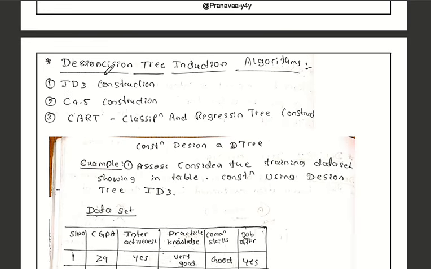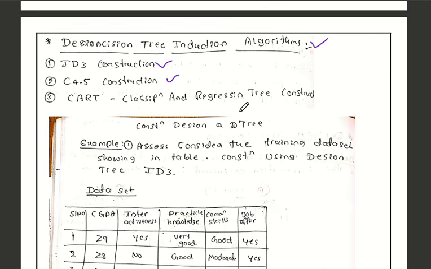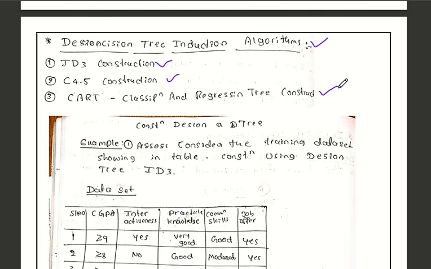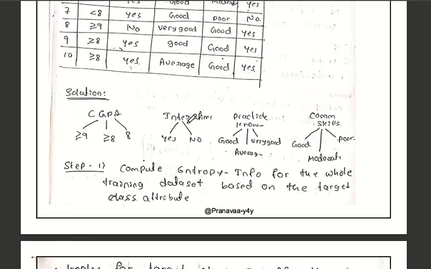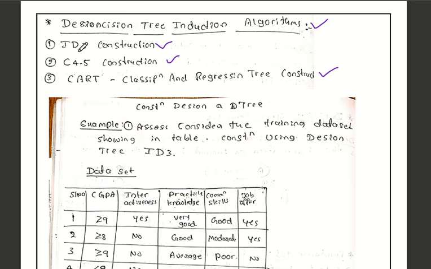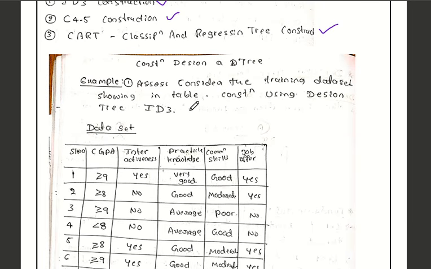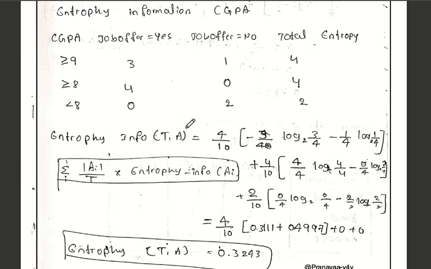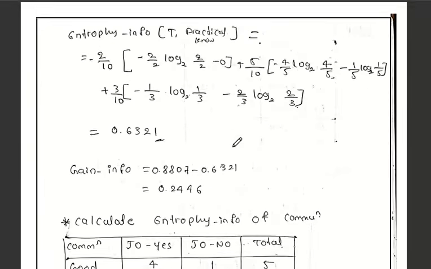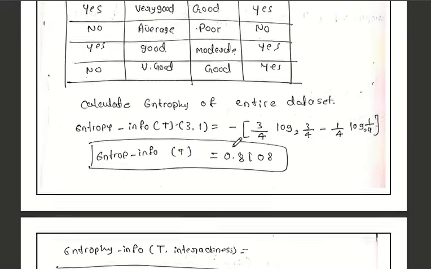Then moving on, lastly, the decision tree induction algorithm. Here three problems are there: ID3 construction, C4.5 construction, then CART construction, that is classification and regression tree construction. Here the problems are solved. I think for the ID3 construction, this question has appeared in the question paper. It is solved over here. You just go through this PDF and practice on your own.